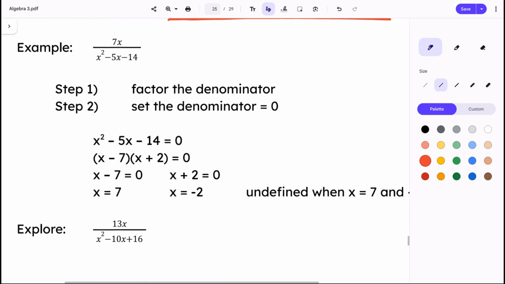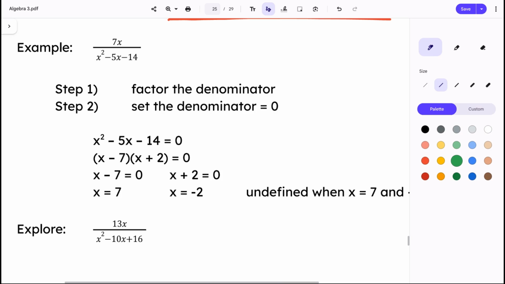So on an example like this first one, we've got 7x over x squared minus 5x minus 14. I really can't do anything with the numerator because it's just 7x. There's nothing really for me to factor there. But on the bottom, I can factor that because that looks like those trinomials that we just spent talking about in the last section. Now remember, this one is just x squared. So this allows us to factor this pretty quickly because there's that shortcut that we can use because there's just a 1 in front of the x squared right now.